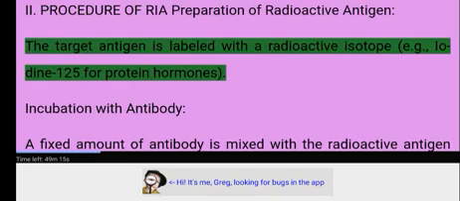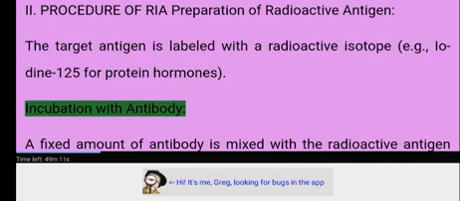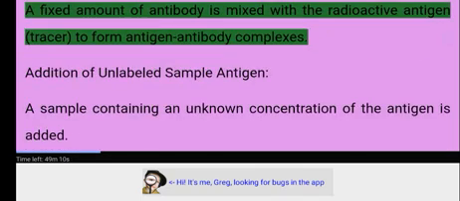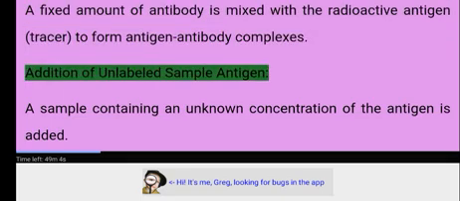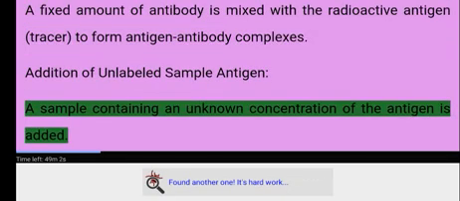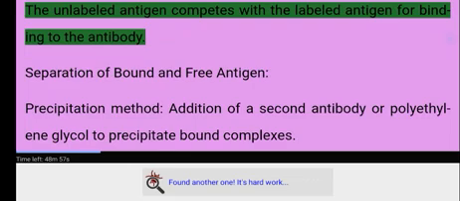2. Procedure of RIA. Preparation of radioactive antigen. The target antigen is labeled with a radioactive isotope, e.g., iodine-125 for protein hormones. Incubation with antibody. A fixed amount of antibody is mixed with a radioactive antigen tracer to form antigen-antibody complexes. Addition of unlabeled sample antigen. A sample containing an unknown concentration of the antigen is added.